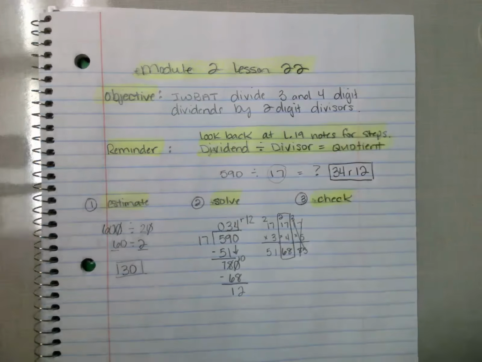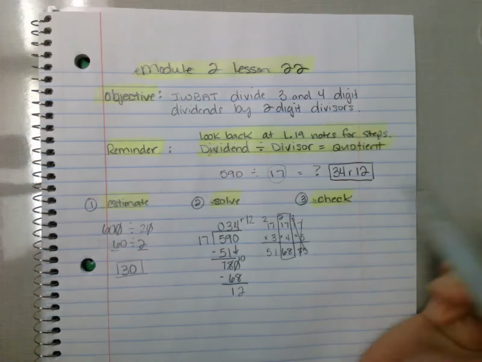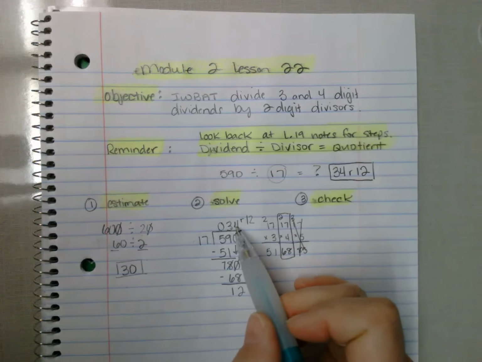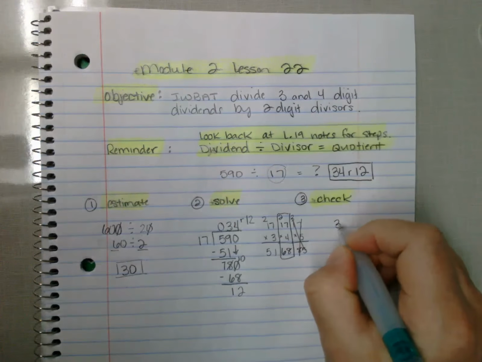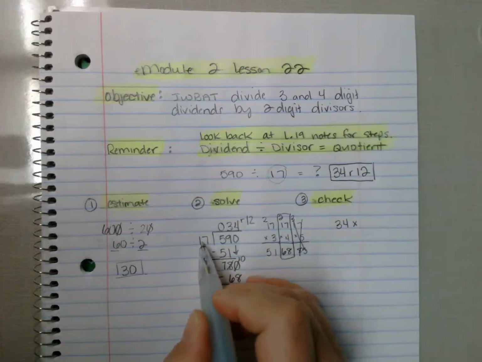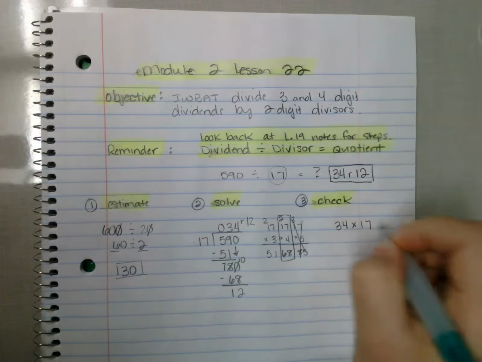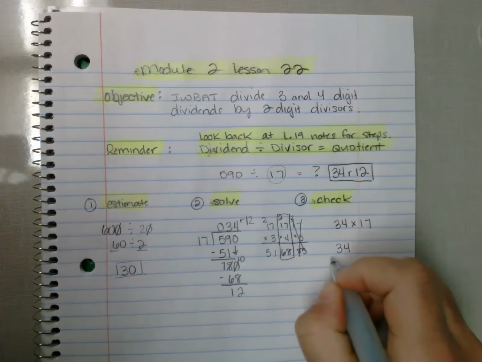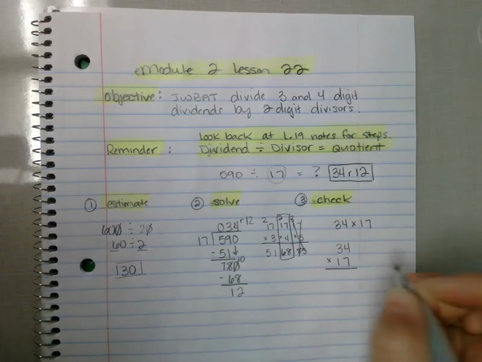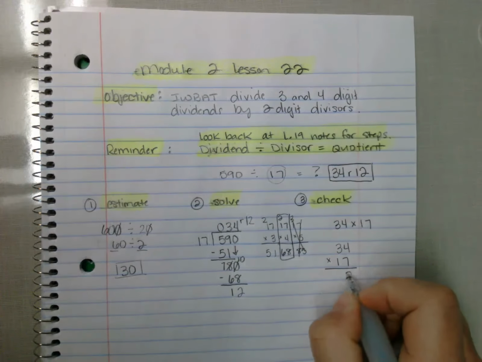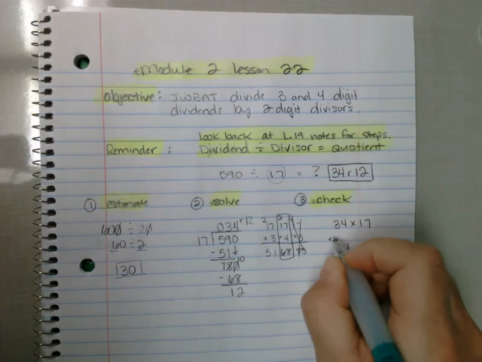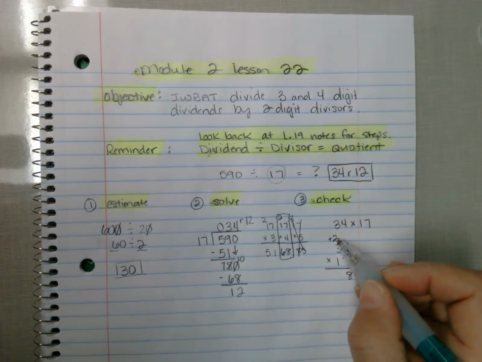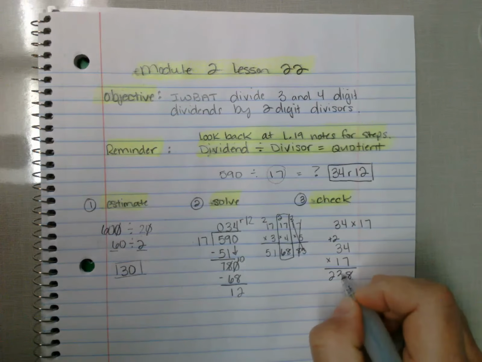Okay. Before I'm done, I have to make sure that I check using multiplication. So in order to do that, I'm going to take my quotient of 34, multiply it by 17. Okay, when I do that, I get 34 times 17. 7 times 4 is 28. 8 goes down, 2 goes up.